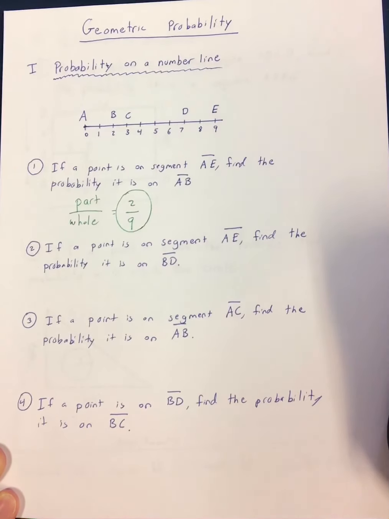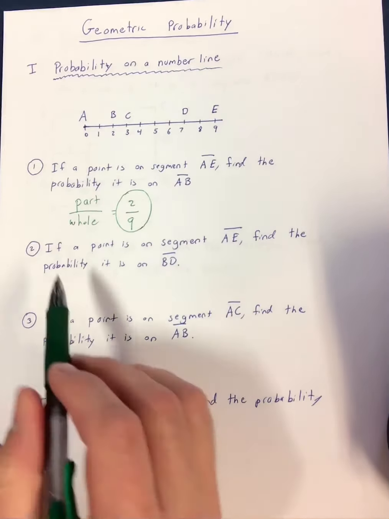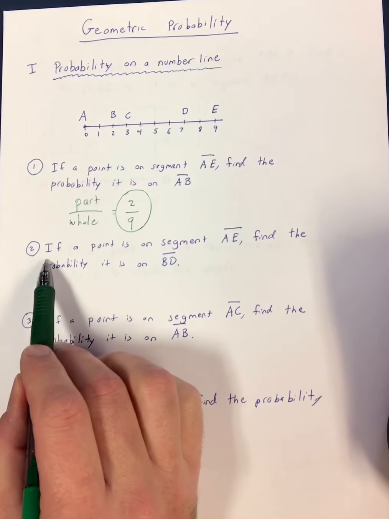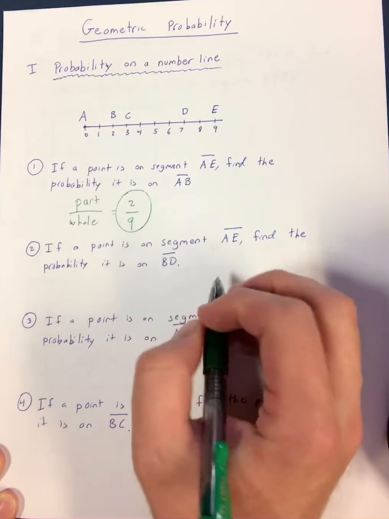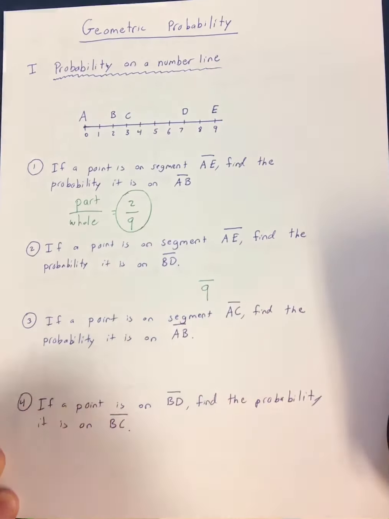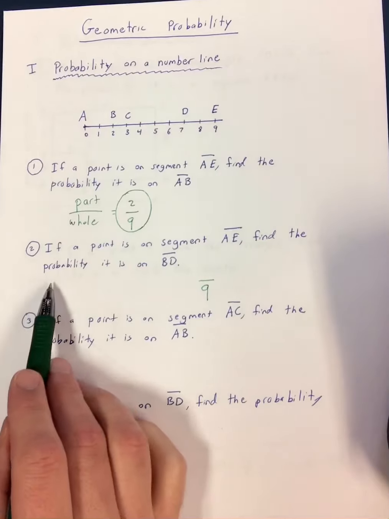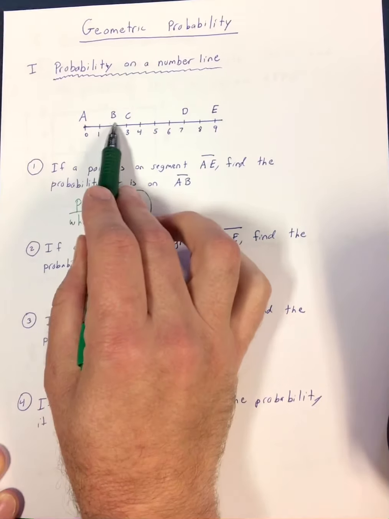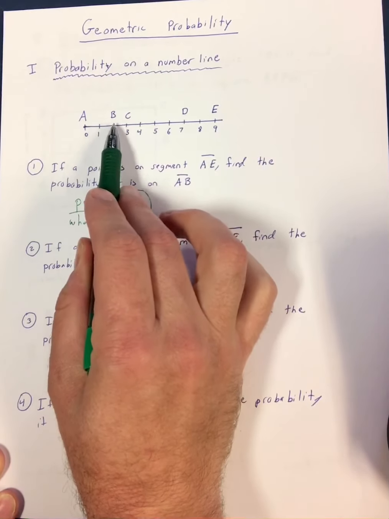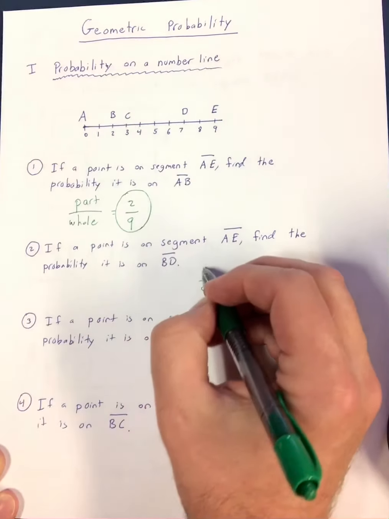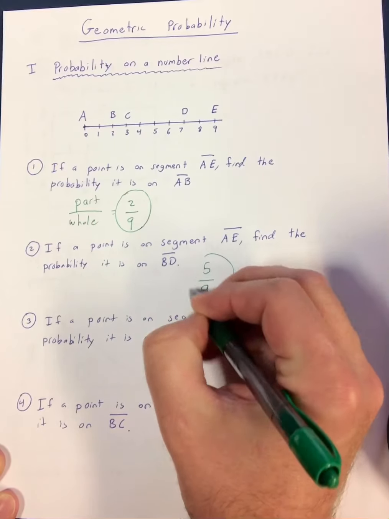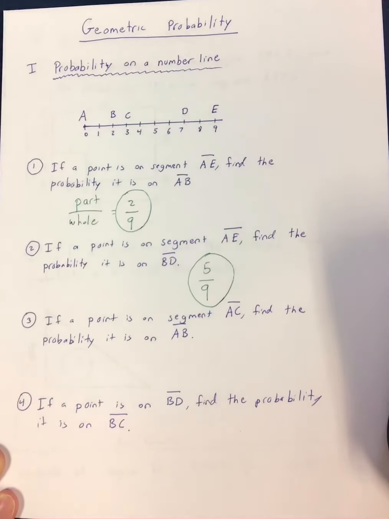Number 2, you might want to pause it right now to see if you can figure out how to do 2 on your own. And here we go. So same idea here. It's going to be part over whole. So it's on segment AE. That's the same segment going from here to here. So our denominator is going to be 9. Find the probability it's on BD. So from here to here. From B to D, from 2 until 7 is 5 units long. So that makes 5/9 our answer to that question.